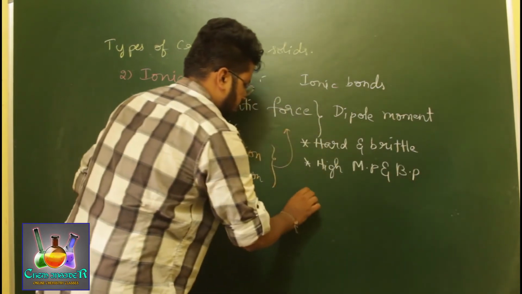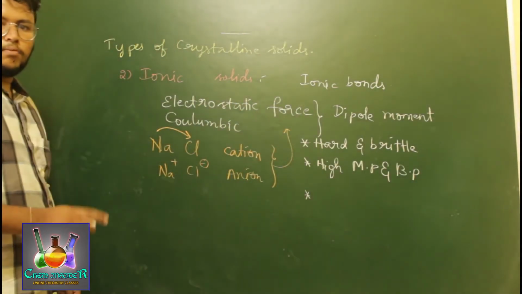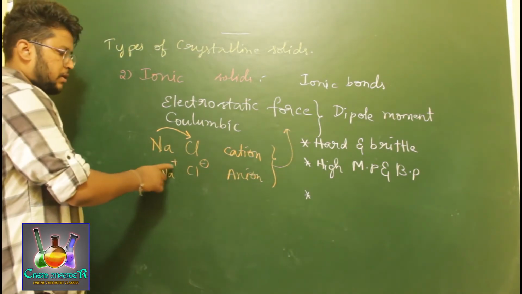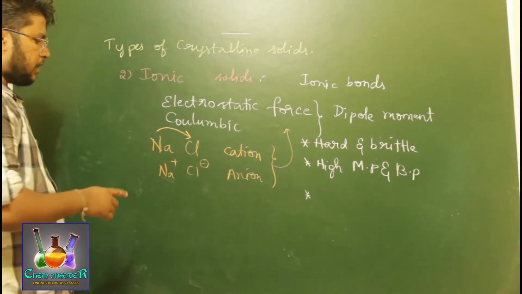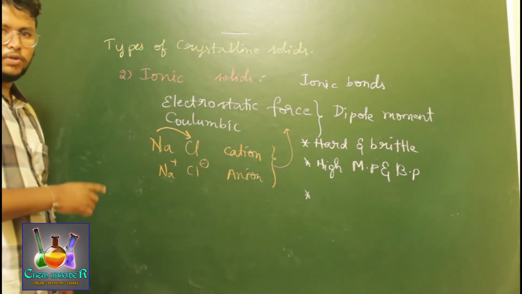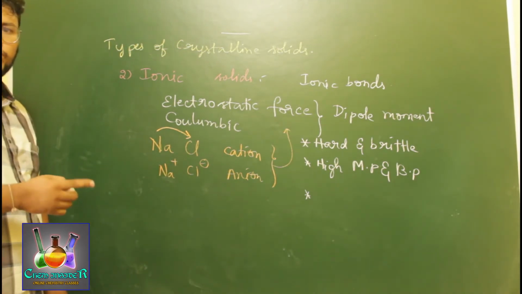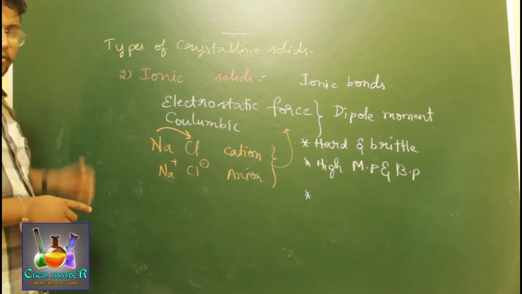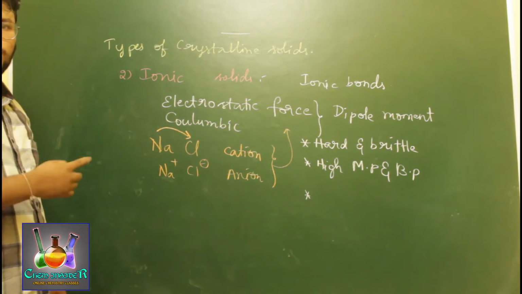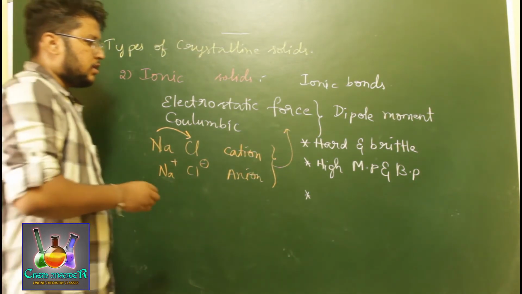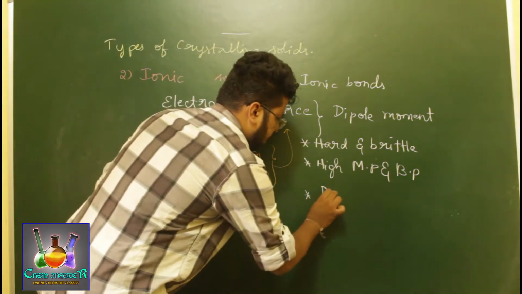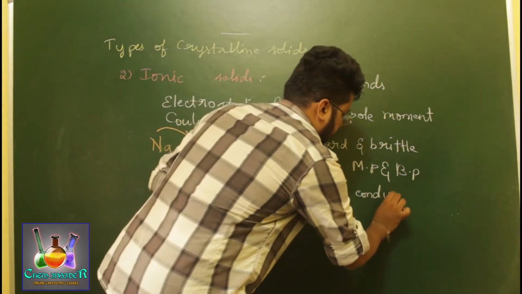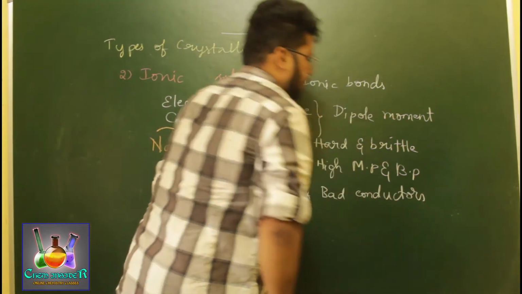Even though there is an electron transfer between sodium and chlorine, that electron will be held by both the nuclei. Both the nuclei will be holding that electron towards themselves. Hence, even though an electron is moving from one nucleus to another, these ionic solids are bad conductors in their solid state.